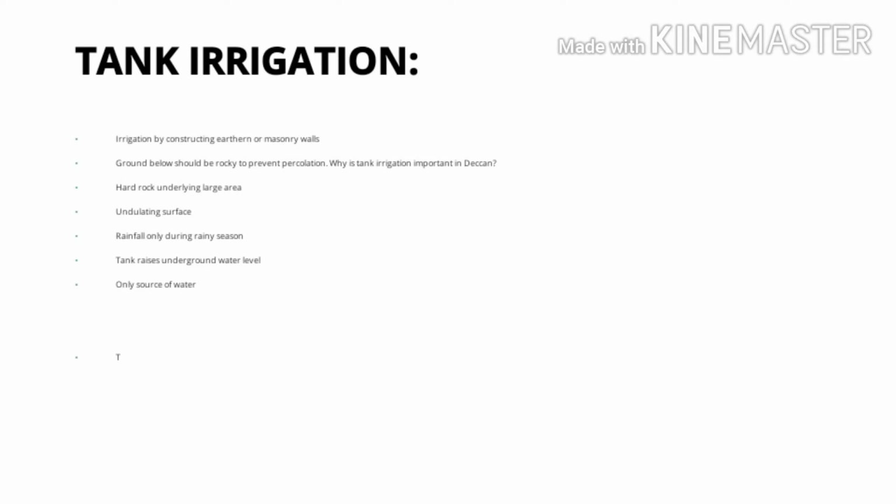Tank irrigation is very prominently seen in the Deccan Peninsula region, for the following reasons. First, hard rock underlying a large area does not allow percolation of the water. The Deccan Plateau region has igneous rock, which is a very hard kind of rock, so it does not allow seeping of the water to the lower level. Second, the undulating surface forms natural depressions. The Deccan Peninsula is basically an undulating region, so the surface acts as a depression for the construction of the tanks.